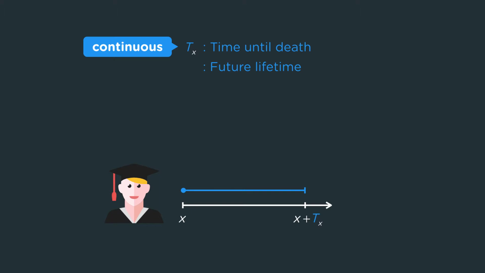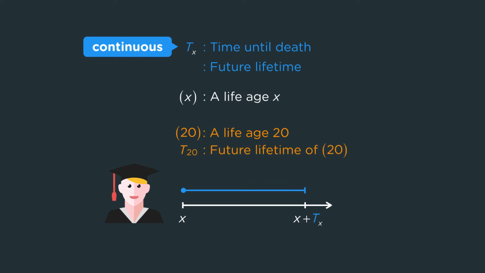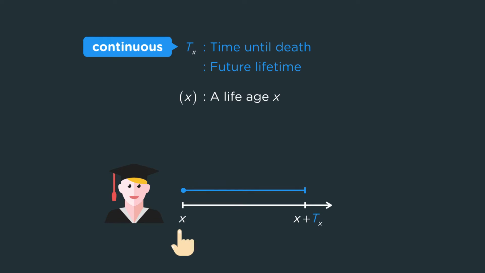Because we often refer to ages, minimize notation by enclosing age within parentheses. Parentheses indicate age, so x within parentheses refers to age x. 20 within parentheses refers to age 20. When we use the notation 20 within parentheses, or T sub 20, we assume age 20 is alive at age 20. In summary, we assume you're currently alive at age x. The number of years you have to live is a continuous random variable T sub x. Your age at death is your current age plus the time from now yet to live, which is x plus capital T sub x.